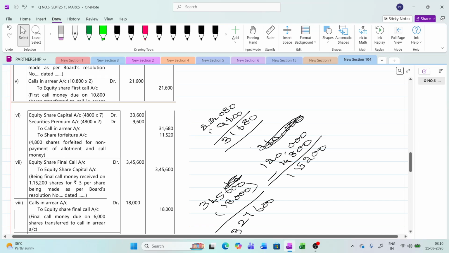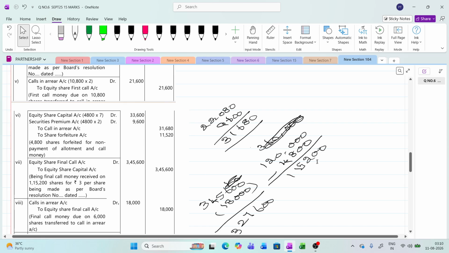Otherwise, also on allotment it was 22,080. On first call it is 9,600, so 31,680 is his calls in arrear. Now we have made the final call because his shares were forfeited. In this fellow's shares we will not include. While making the final call itself, we will not make it for 1,20,000 shares. We will not make it for 4,800 shares.